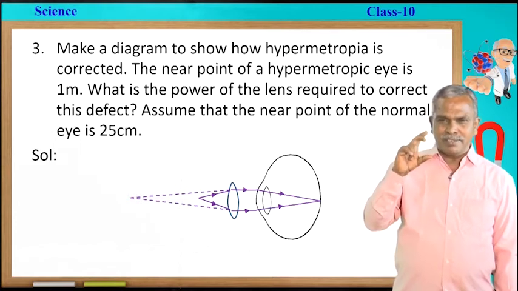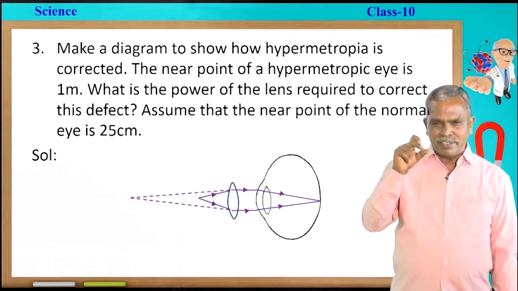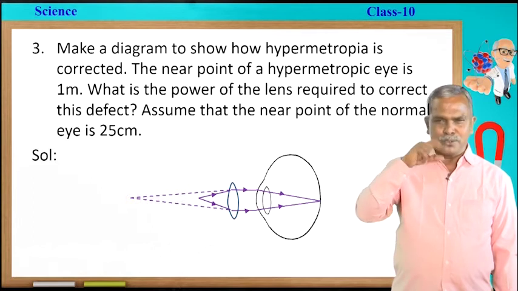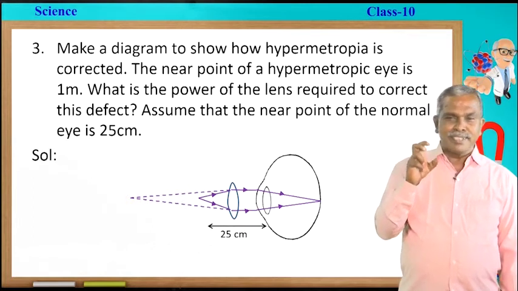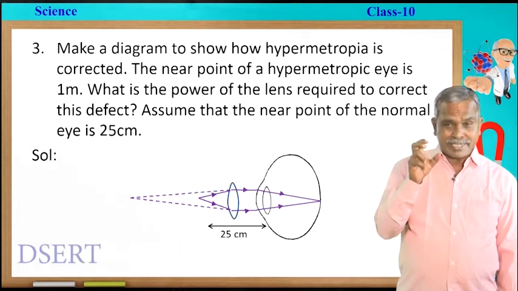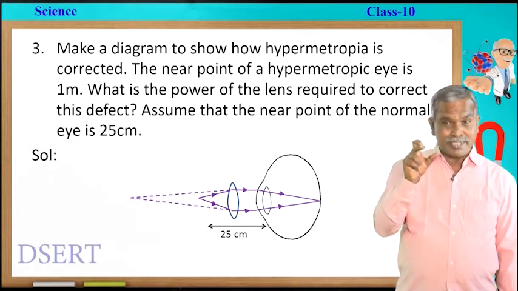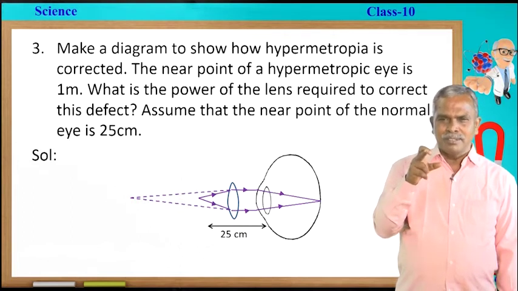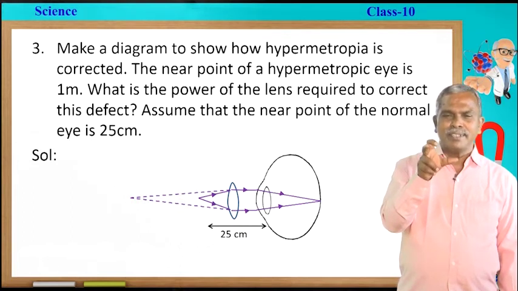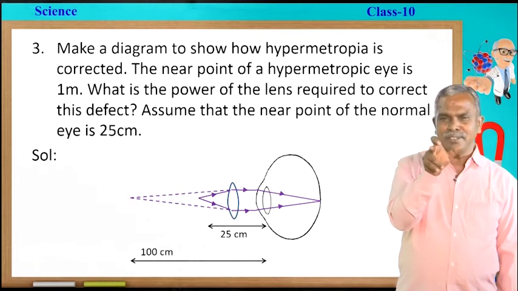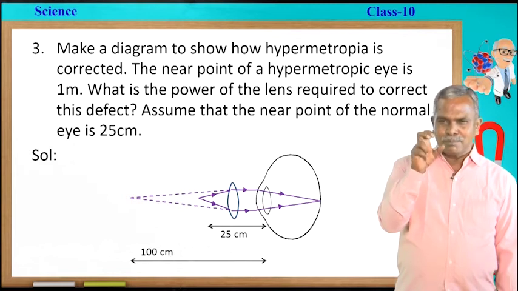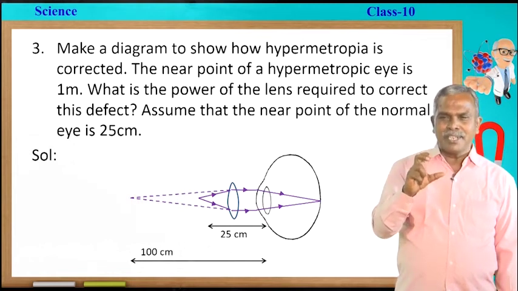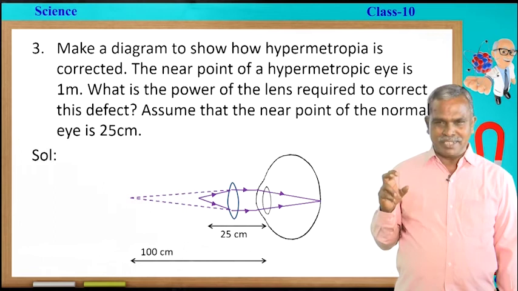See, the eyeball size is less, so for the correction we are going to make use of the convex lens. See, this is called the near point of the correct eye, which has no defect. But as per this problem, they say the near point extends up to 1 meter, that means 100 centimeter. So, in this way this problem can be solved by drawing the ray diagram effectively.